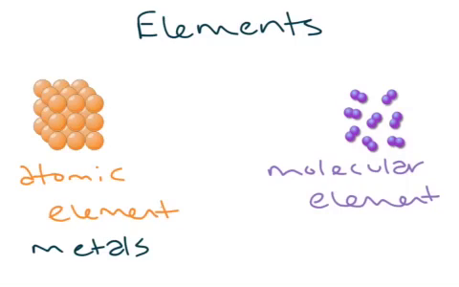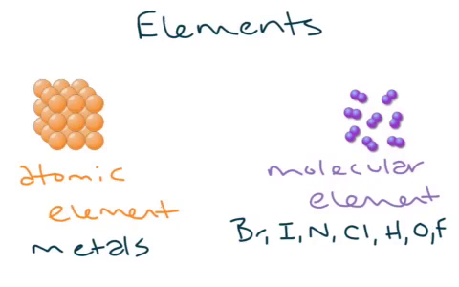Whereas a molecular element is like the Brinkelhoff elements, which you may or may not remember from honors chemistry. But these 7 right here, they exist naturally bonded to each other. Well, bonded to themselves, really. So if you have a pure sample of bromine, it's always 2 bromine atoms bonded together. Same thing with iodine and nitrogen, and so on. But both of these will count as a pure element.